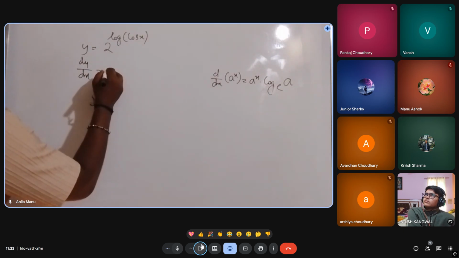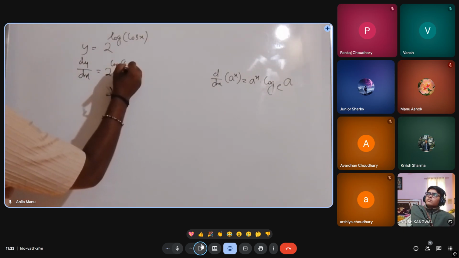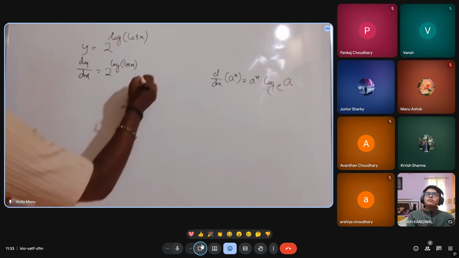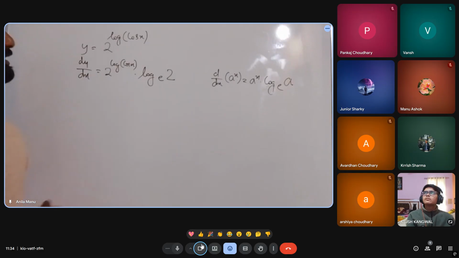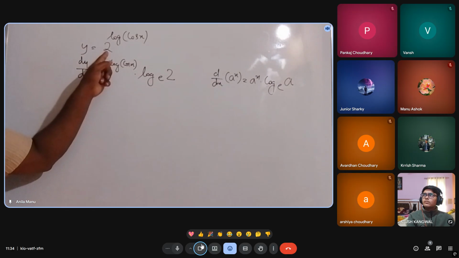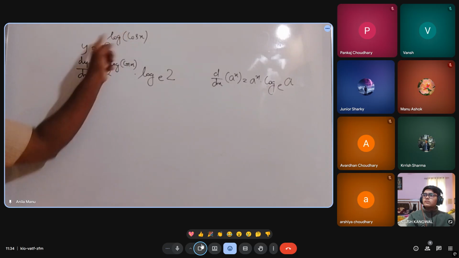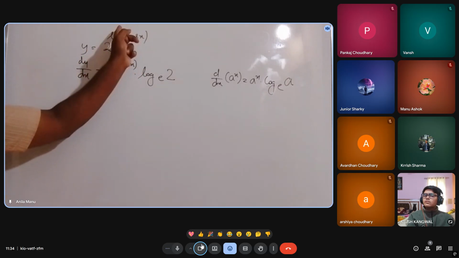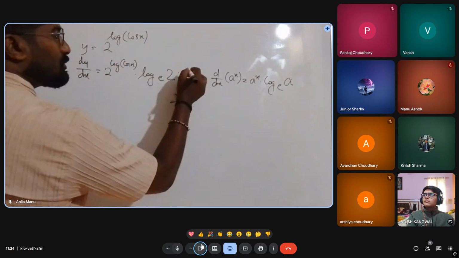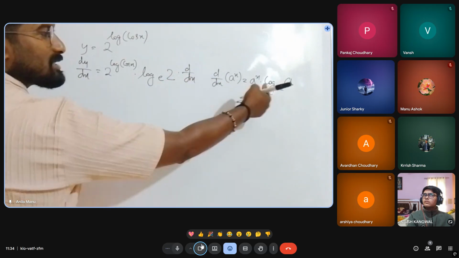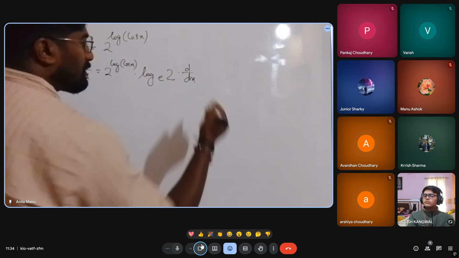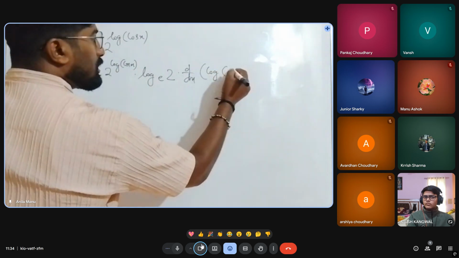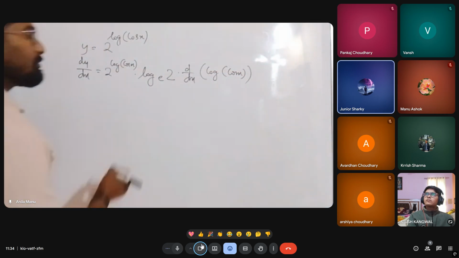So a raised to x, that is 2 raised to log cos x into log a. A is 2, log 2 to the base e. Correct, right? Now what do we need to differentiate? We only did a raised to x. Instead of x you have log cos x, that you have to differentiate. So into d by dx of log cos x. If you want, just write this property there in the margin.